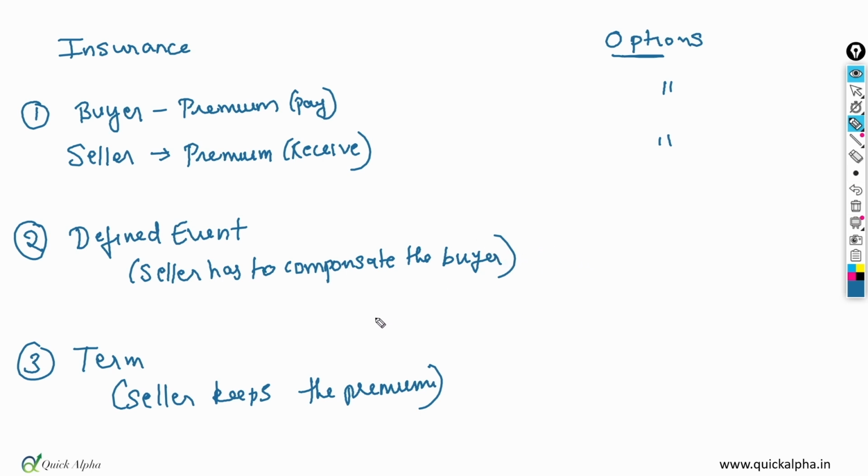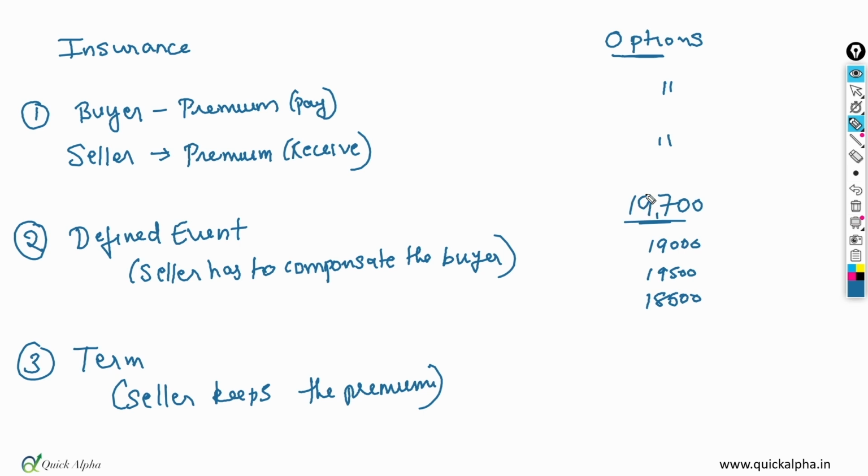So what do I mean by defined event? Let's say today Nifty is trading somewhere around 19,700. The defined event is that you can say I want the compensation if Nifty falls below 19,000, or if Nifty falls below 19,500, or you can define an event where Nifty falls below 18,500.